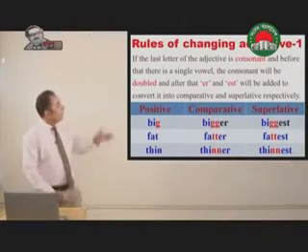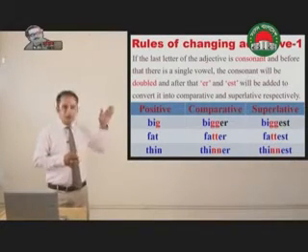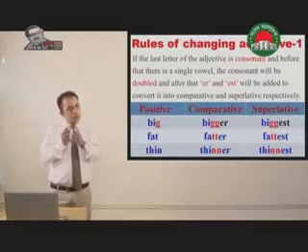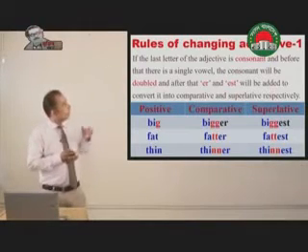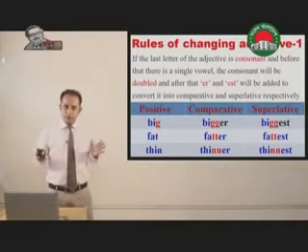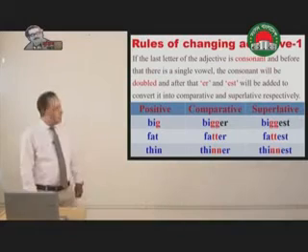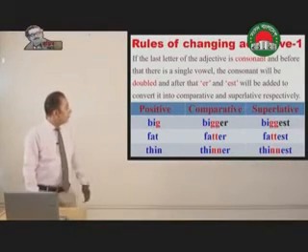Be careful. If the last letter of the adjective is a consonant and before that consonant there is a single vowel, the consonant will be doubled to make it comparative or superlative, right? Okay. Now we will know some more examples regarding this rule.